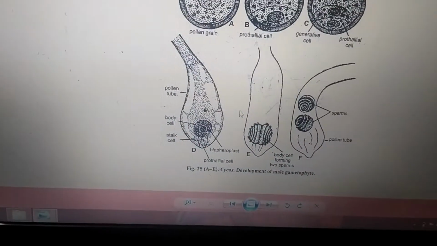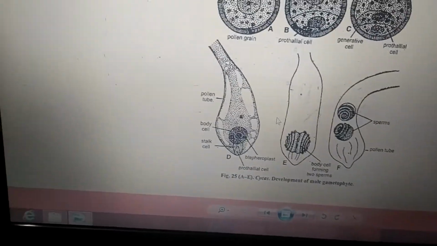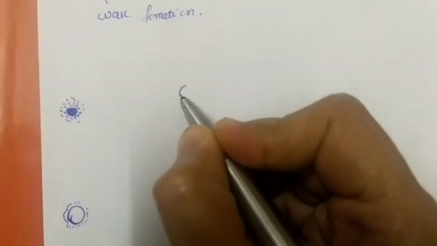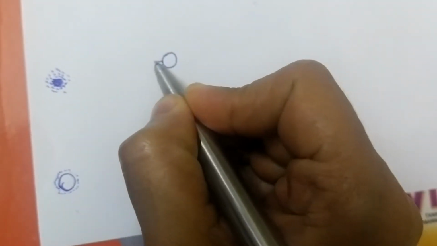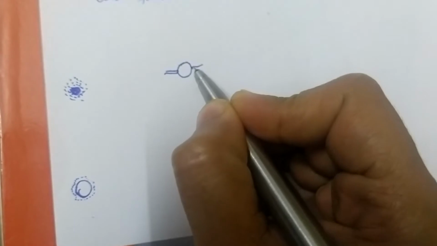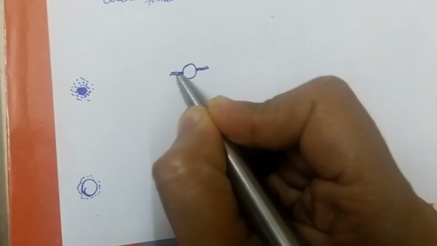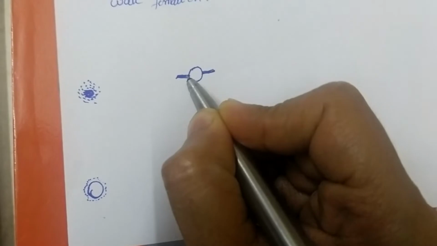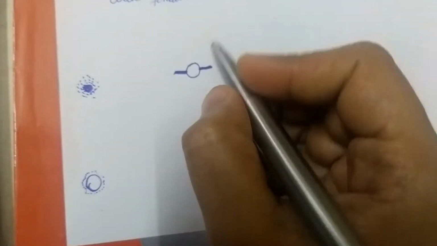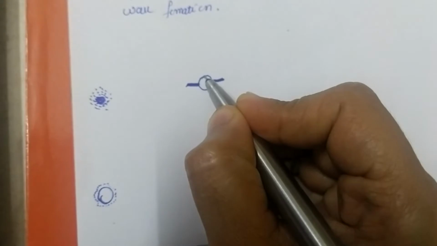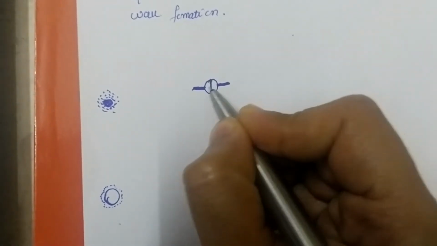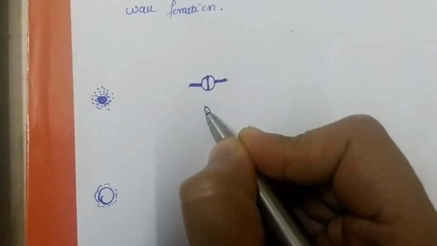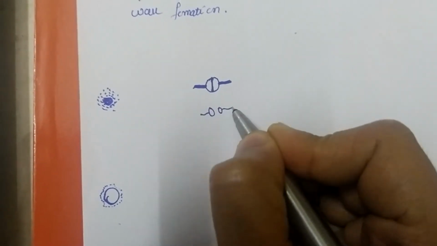Now what exactly happens is, this is the body cell. Now this body cell forms a structure called the blepharoplast, on its transverse side, and there is a formation of a wall, a vertical division, leading to formation of two cells. Now these two cells have their respective blepharoplast and a nucleus.